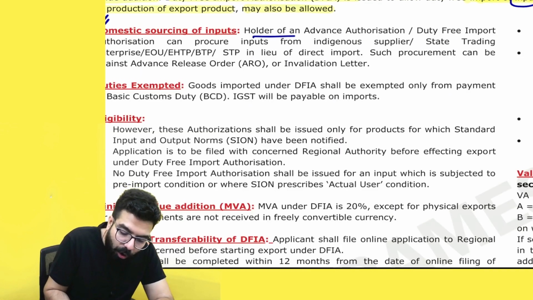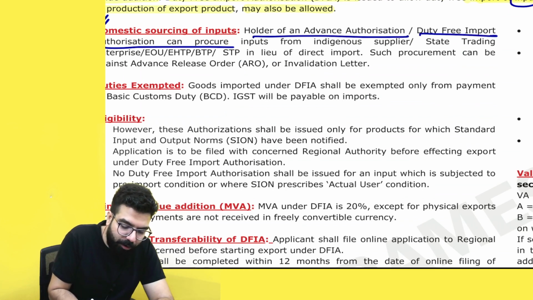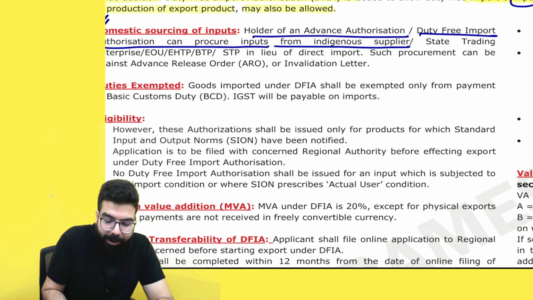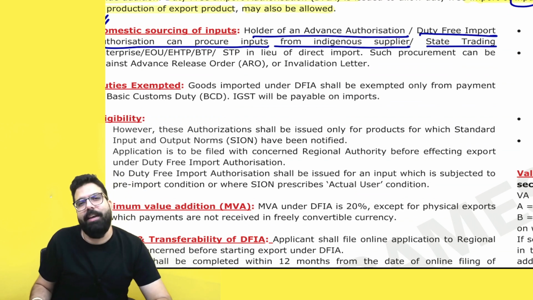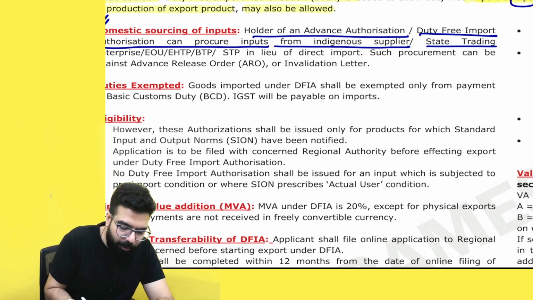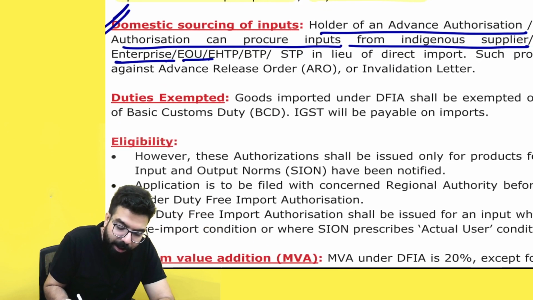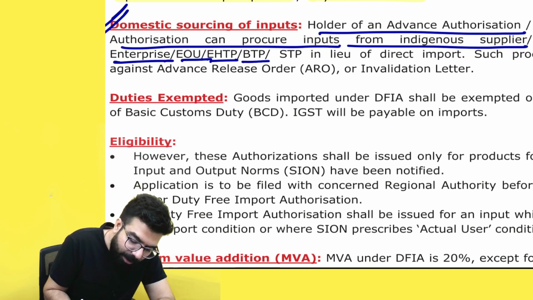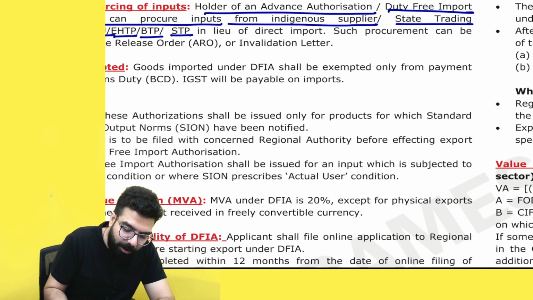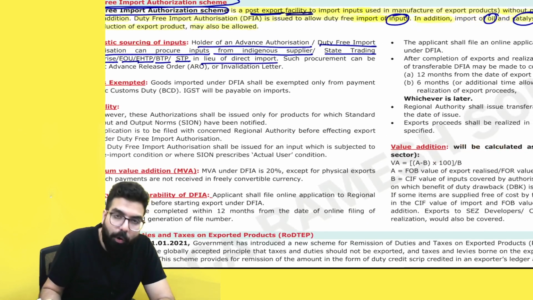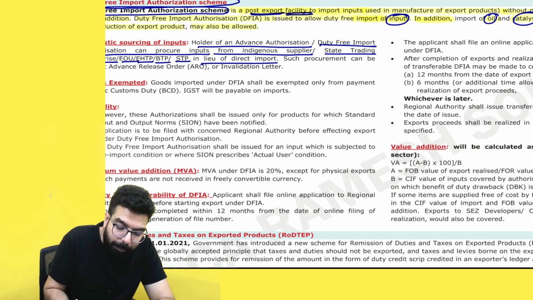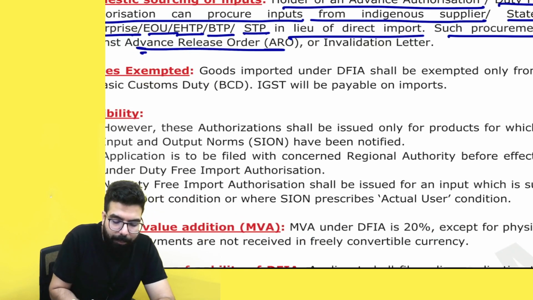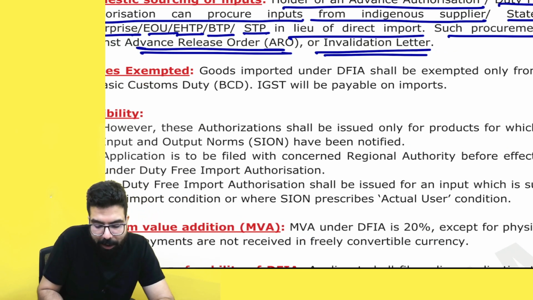They are telling the holder of advance authorization or duty-free import authorization can procure the inputs from an indigenous supplier, state trading enterprises, all this MMTC, Food Corporation of India, from them also you can buy. Or you can buy from export oriented unit, electronic hardware technology park, biotechnology park, software technology park, in lieu of direct import, means without importing from outside India. But such procurement can be done on the basis of advance release order or invalidation letter.